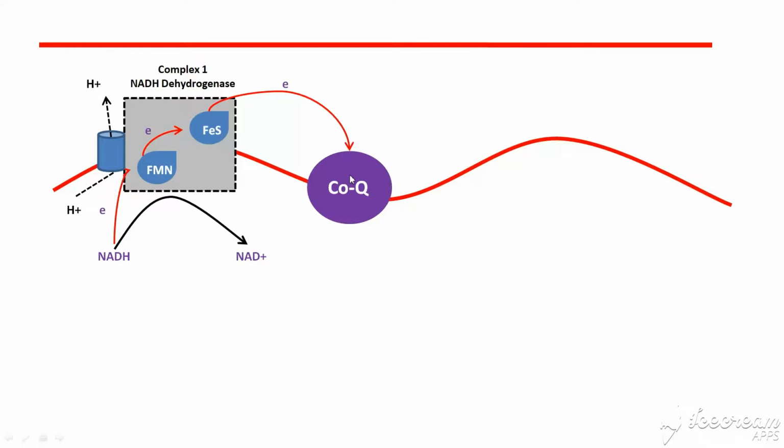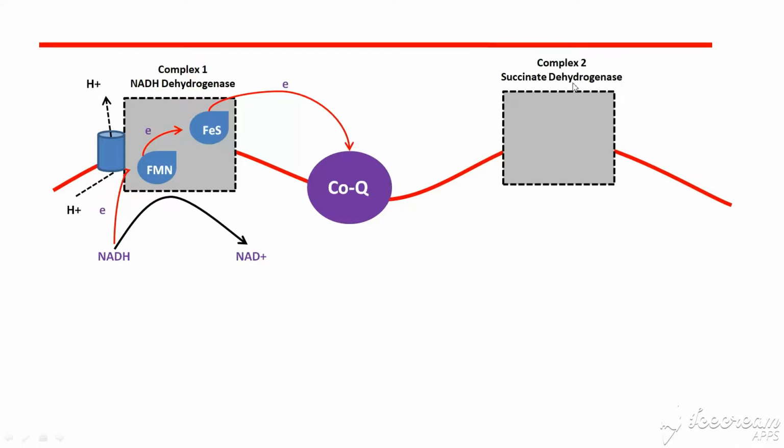Now we're going to talk about the role of complex 2. So complex 2 is also called succinate dehydrogenase. And what it's going to do is that basically it's going to oxidize FADH2. So FADH2 is going to be converted to FADH, and the electrons that it lost are going to be taken in by FMN that is located on complex 2. Now, complex 2 does not have a protein that could pump hydrogen ions into the intermembrane space. So what it's going to do is that it's just going to give its electron to coenzyme Q.